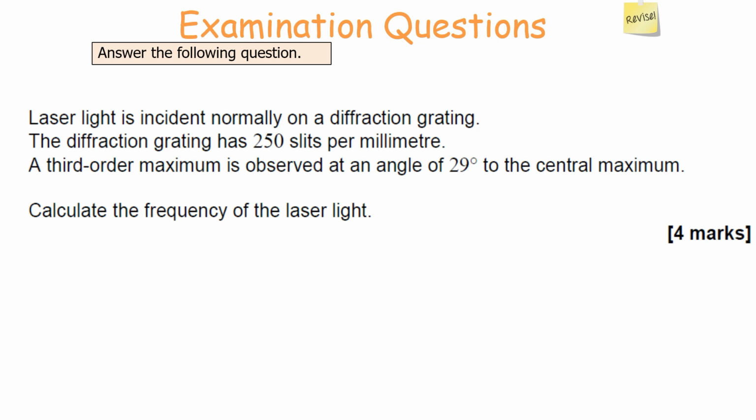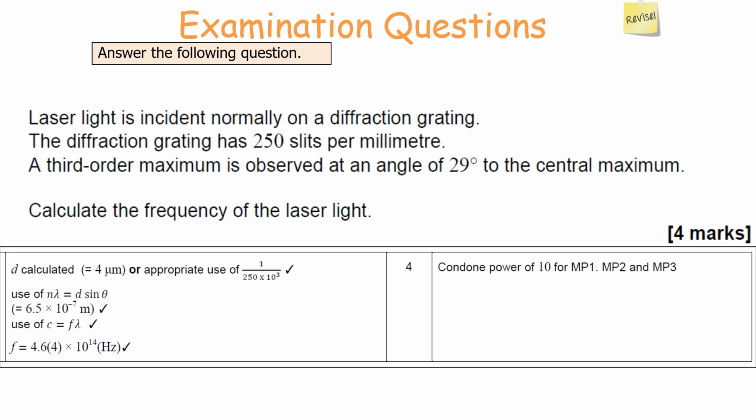Right, so first thing you've got to note is that in the equation you want to be using n lambda equals d sine theta, but d needs to actually be calculated very carefully because it's not 250. The first thing you would need to do is work out what the actual distance between the two slits is. So if there's 250 slits per millimetre, the distance in metres between two slits is 1 over 250 times 10 to the 3, because you've got to work out how many slits are actually in 1 metre, so it's 250 times 10 to the 3.